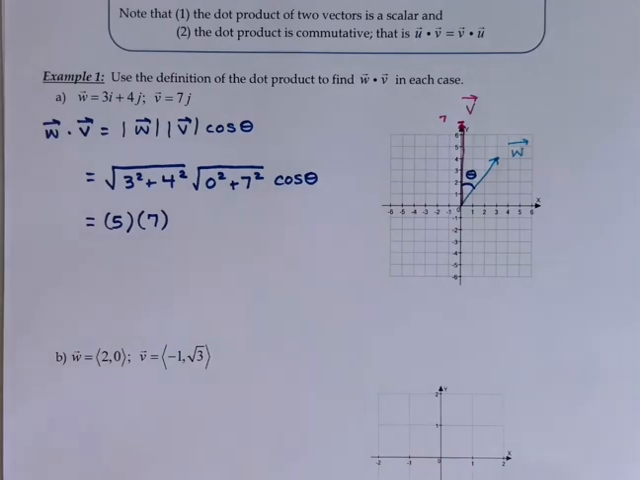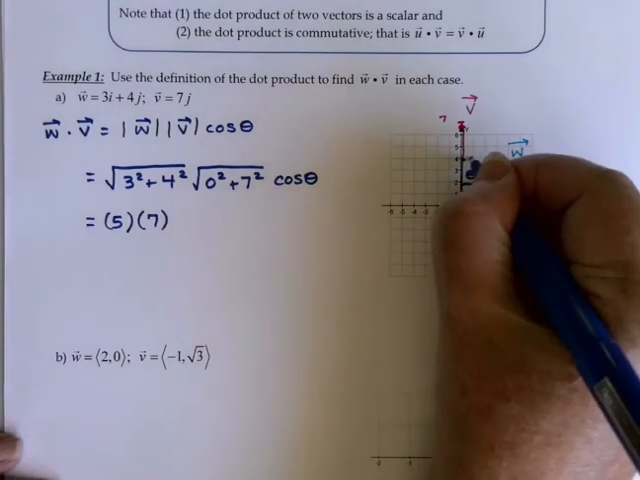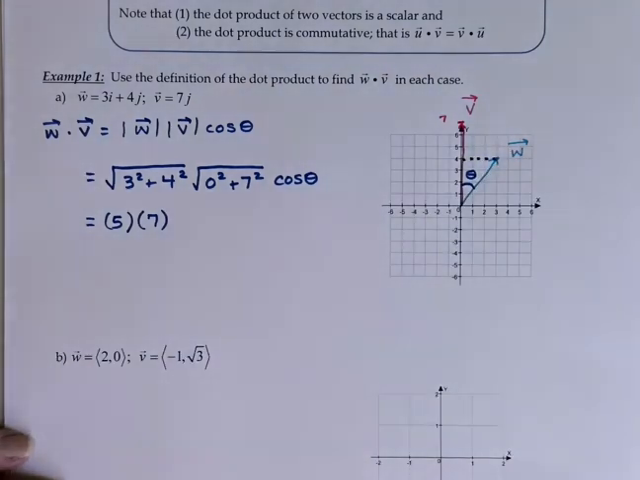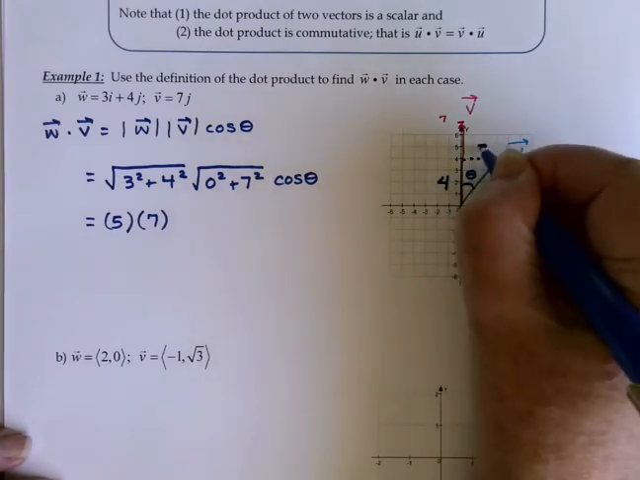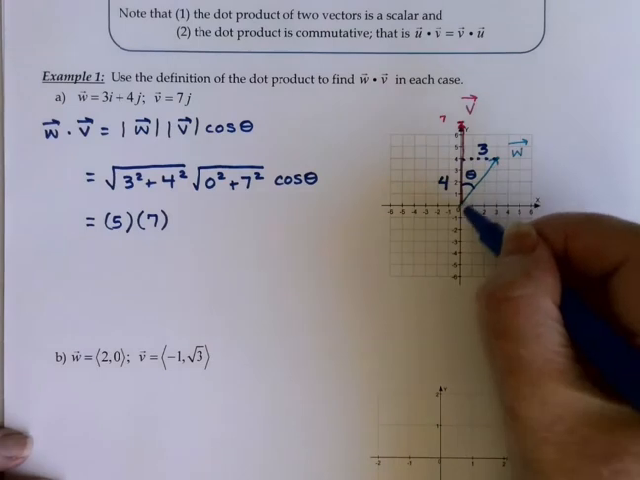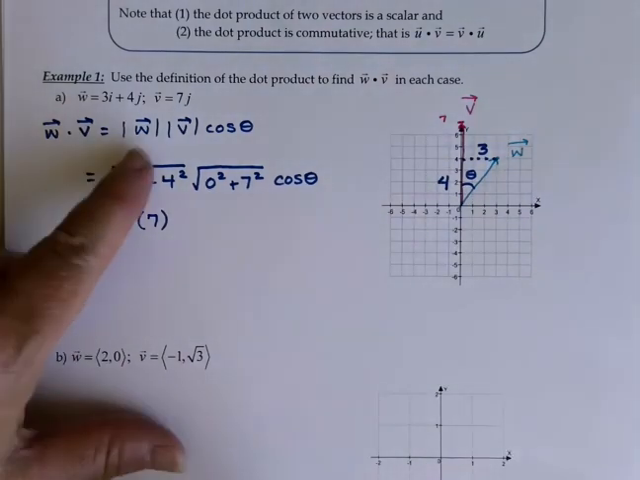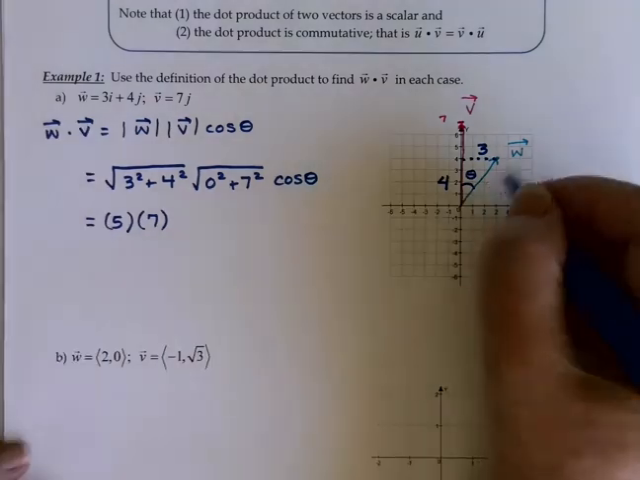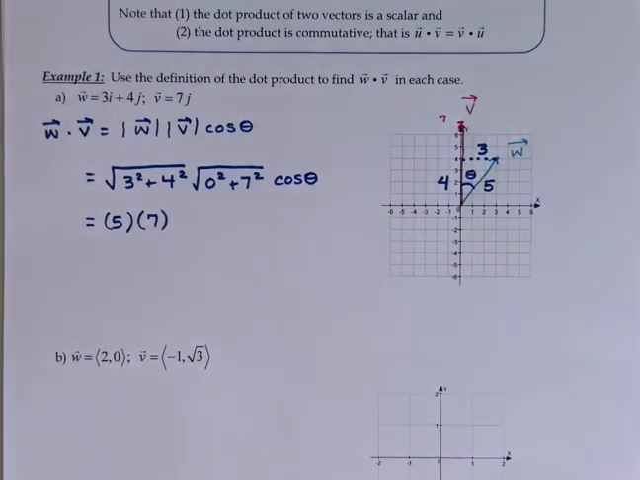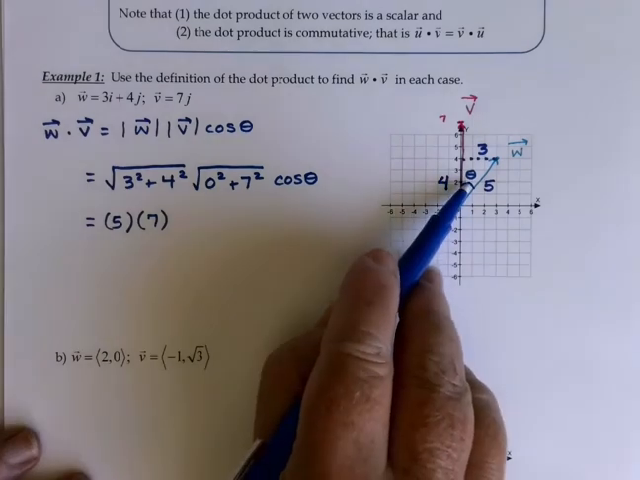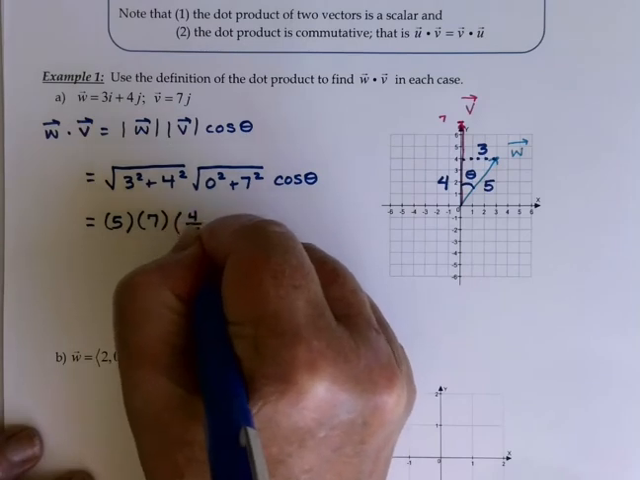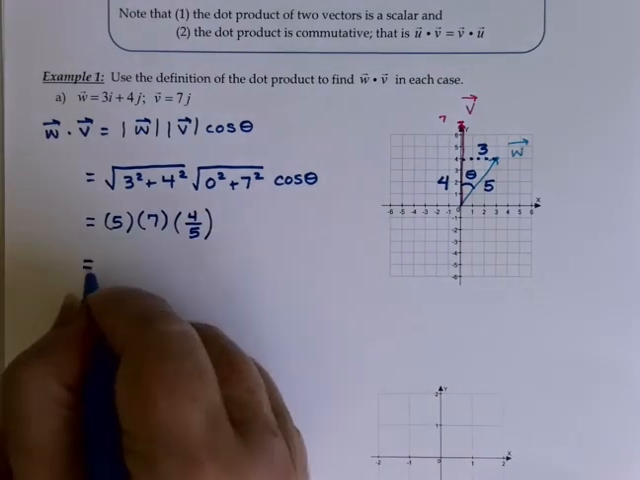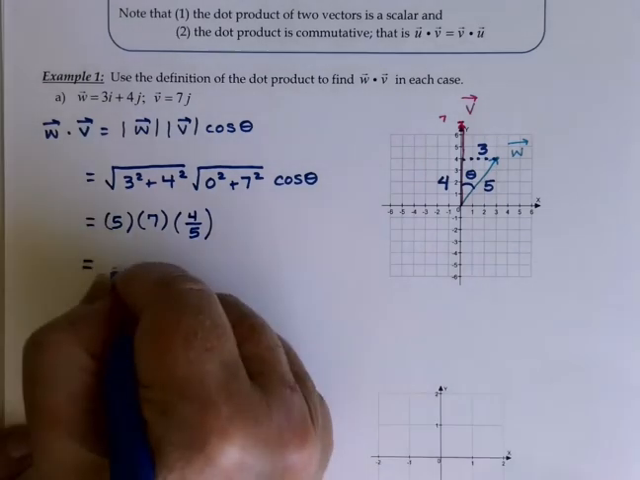I claim we can actually read the cosine of theta right off this picture. Let's go ahead and make a right triangle here that contains the angle theta. Clearly this side of the triangle is 4, and that side is 3. The hypotenuse is just the magnitude of W, which we've already calculated. It's 5. You can just use the Pythagorean theorem, right? So the cosine of theta is going to be adjacent over hypotenuse, or 4/5. My 5s will cancel out, and I'm just going to get 28.